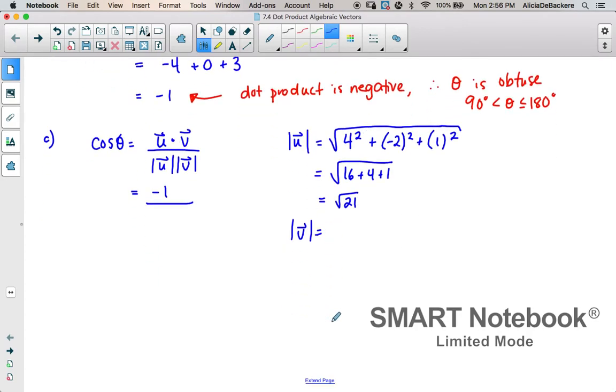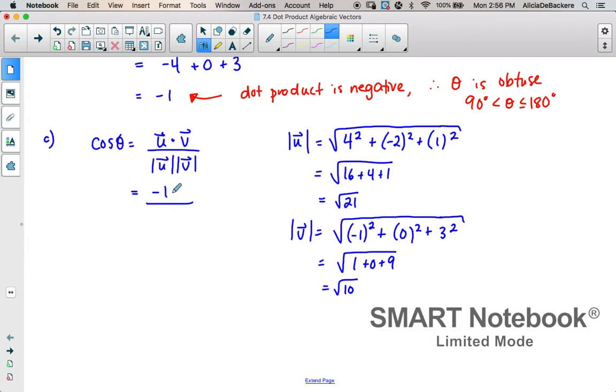We need the magnitude of vector v. Again, it's a position vector, so I'm just subtracting 0 from the components, so -1 minus 0 is -1. And so this time I've got 1 plus 0 plus 9, and so I get the square root of 10. And so we're going to substitute these two answers into our formula.